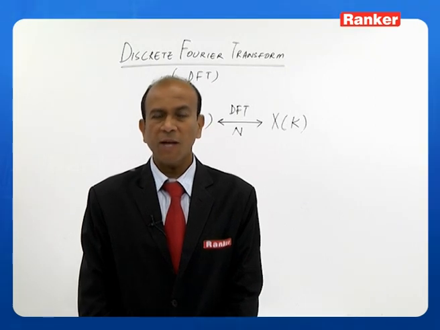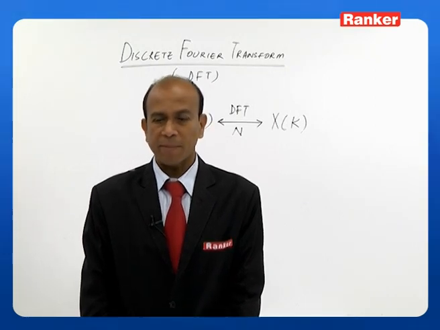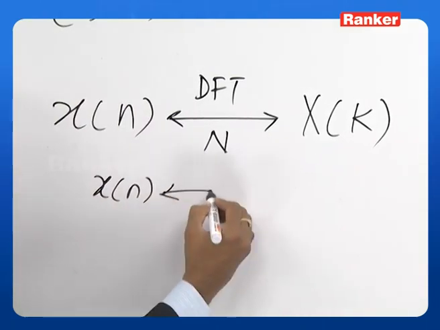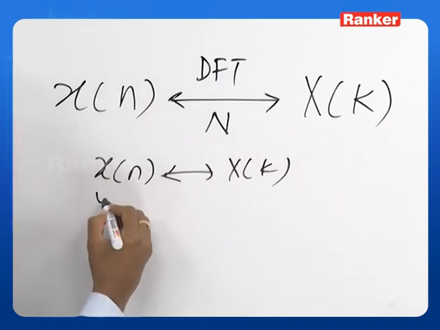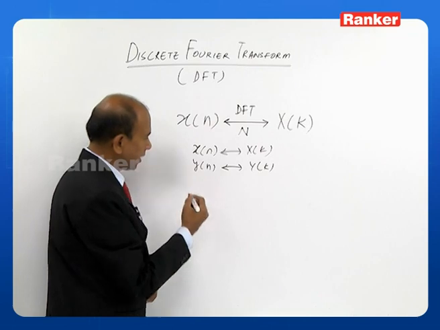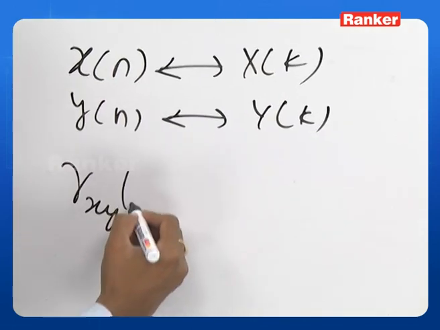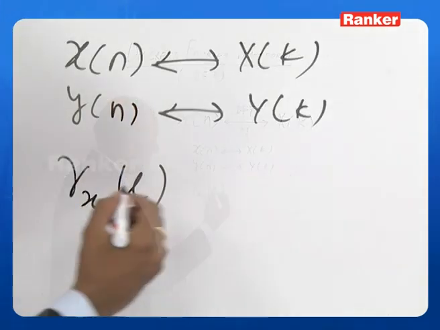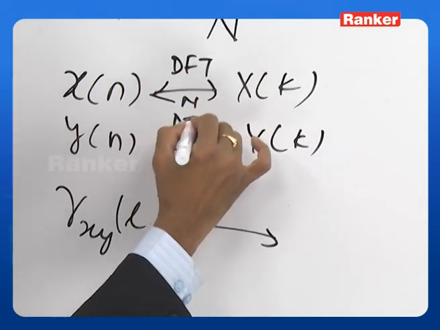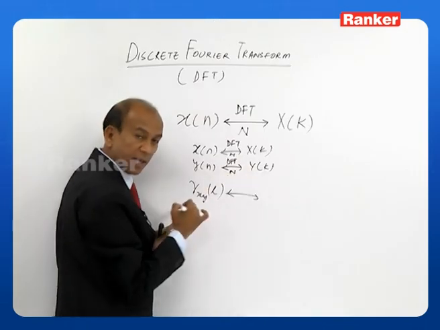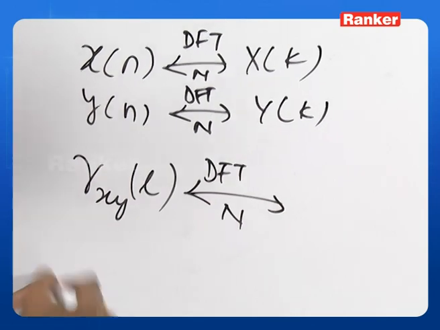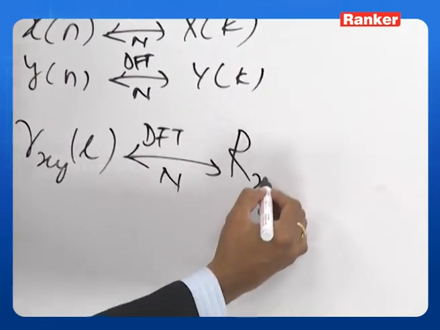Okay, so this is what the circular correlation property is about. Here, x1 of n has DFT x of k, and y of n has DFT y of k. Then the circular correlation, let us say Rxy of L, also has a DFT of sequence n, and we are using this notation here, Rxy of L.